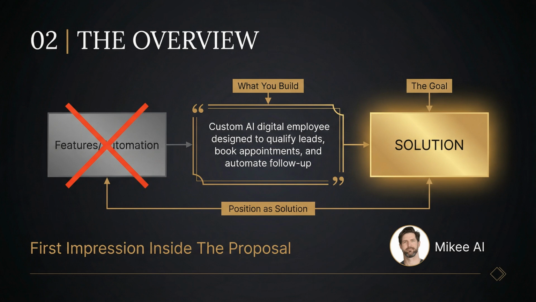Now, that one line is everything. It positions your service as a solution, not just automation or chat bots. You're selling a digital employee, something that actually works inside their business and produces revenue. Here's a pro tip: always tweak that sentence for their specific niche. If you're talking to a med spa, say book consultations. If it's a roofing company, say book roof inspections. That one little customization makes them think, damn, they actually understand what I need.